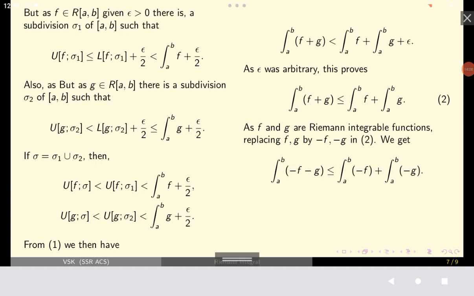But as f is Riemann integrable over [a,b], given epsilon greater than 0, there is a subdivision sigma 1 of [a,b] such that the upper sum with respect to sigma 1 is less than or equal to the lower sum with respect to sigma 1 plus epsilon by 2, which we have seen in the previous theorem. That will be less than or equal to the integral from a to b of f plus epsilon by 2, because our upper sum is always less than or equal to the upper integral.